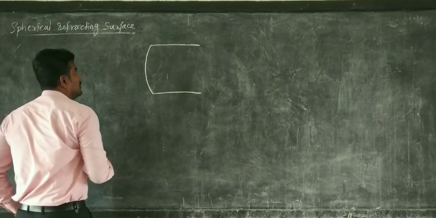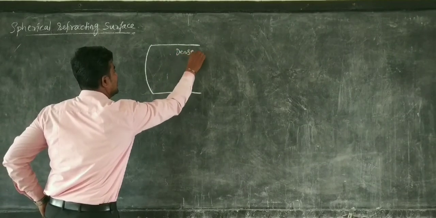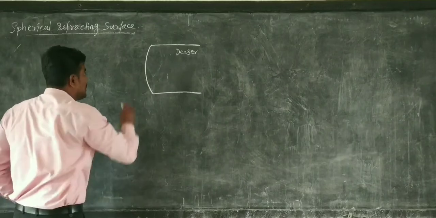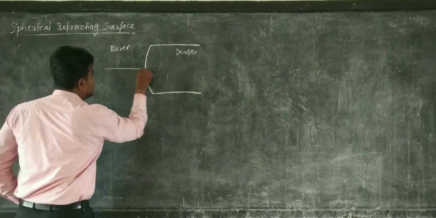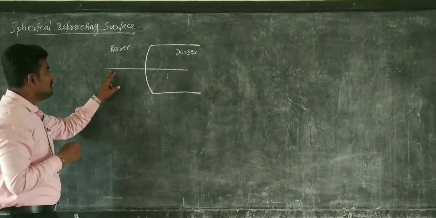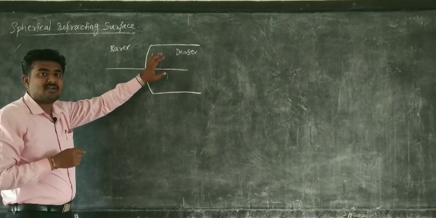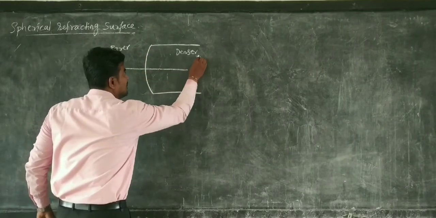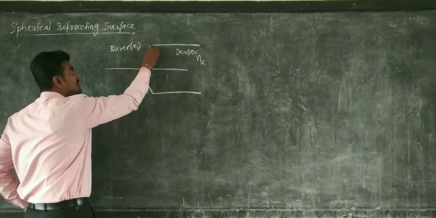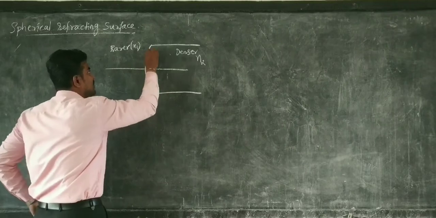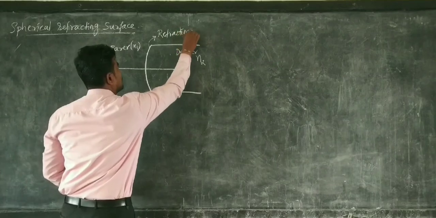This is a surface and let us say this medium is denser medium. Denser medium in the sense it can be water, it can be glass, and this medium is rarer medium, and this is the principal axis. Here it is rarer medium, here it is denser medium. These two media have different refractive indices. Let us say this is refractive index N2 and this is refractive index N1. These two media are separated by a surface, and this surface is called what? Refracting surface.